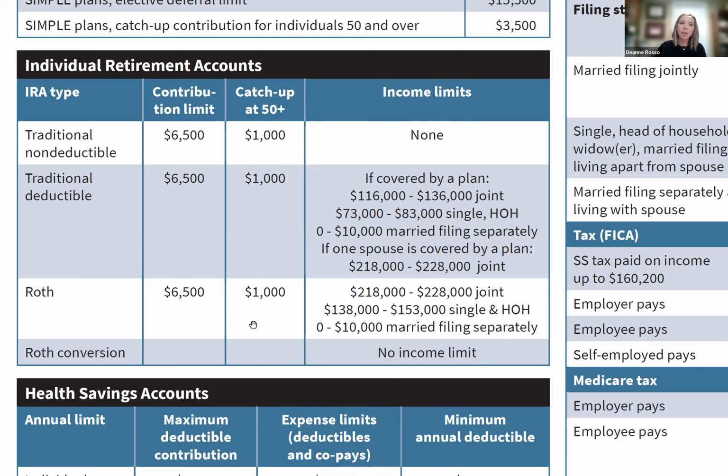Okay. So when we talk about the traditional and the Roth IRA, you can do $6,500 in one or in the other, but not in both. And you could combine them. So you could do half in the traditional and half in the Roth, but $6,500 is your total limit between the two different types of accounts.